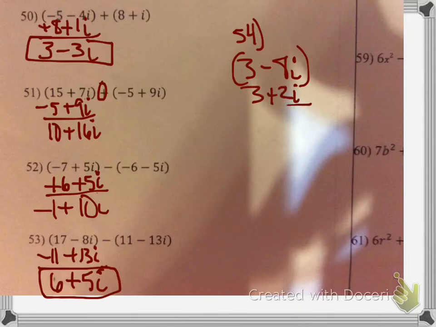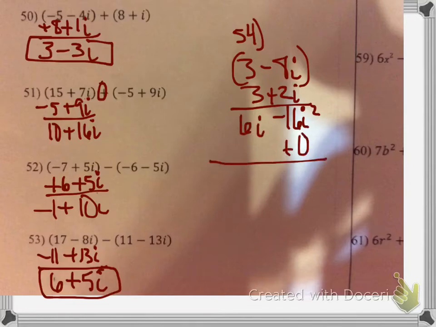So what I'm going to do here is multiply these by the vertical method. And so I get negative 16i squared. 2i times 3 is 6i. Put a 0. 3 times negative 8 is negative 24i. And then 3 times 3 is 9. So we get 9. 6 minus 24 is negative 18i.